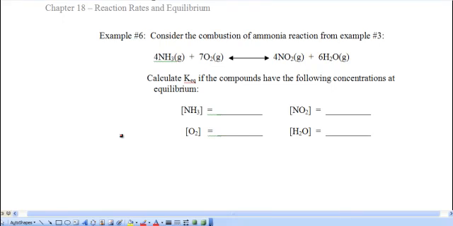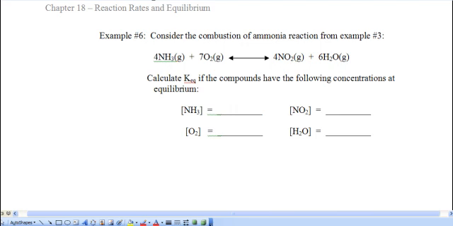And we're back to conclude 18-2 where we're dealing with equilibrium. And I just realized that in the previous podcast we told you to try example number 6 and example number 7, and you don't have the data for this. So let me go ahead and give you the data for it. If you want to pause this, you can do that.